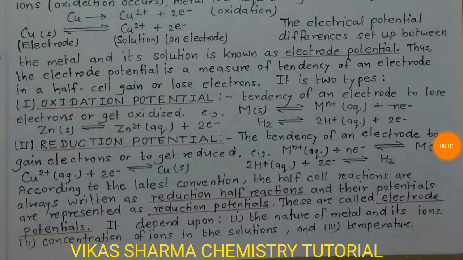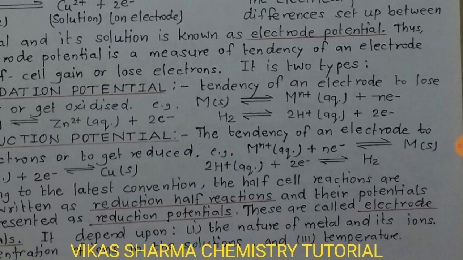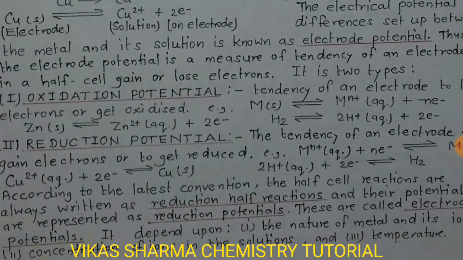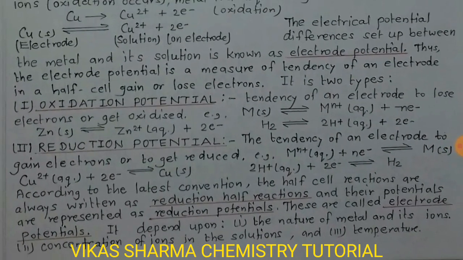Dear student, today's topic is electrode potential. The potential difference set up between a metal and its solution is known as electrode potential. Thus, the electrode potential is a measure of the tendency of an electrode in a half cell to gain or lose electrons. Student, it is of two types.